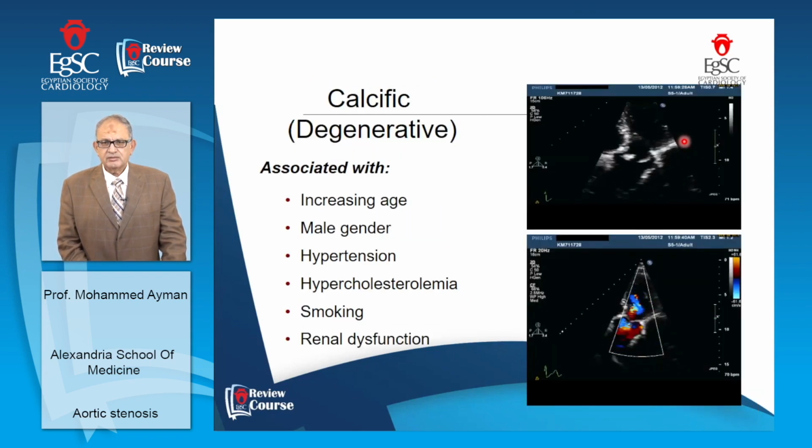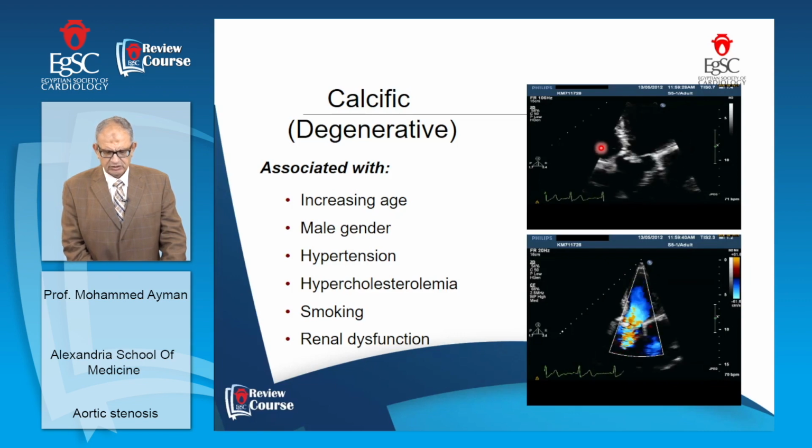The third type is the degenerative, what we call senile calcific aortic stenosis. It's more prevalent among the old age, more in males, those who are hypertensive, hypercholesterolemic, or smokers. And you commonly find this type of degenerative aortic stenosis in patients with chronic renal failure.